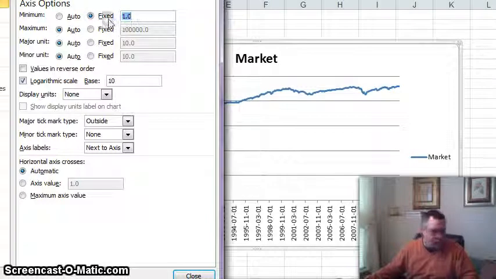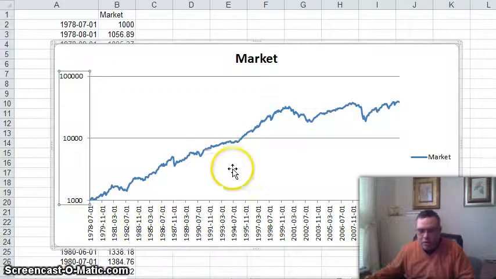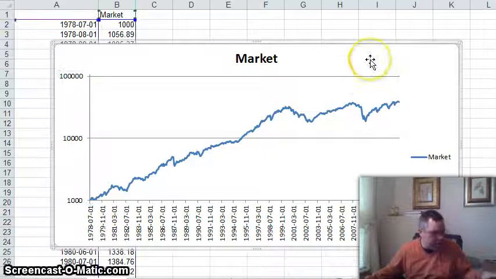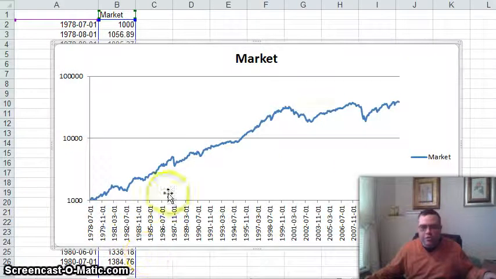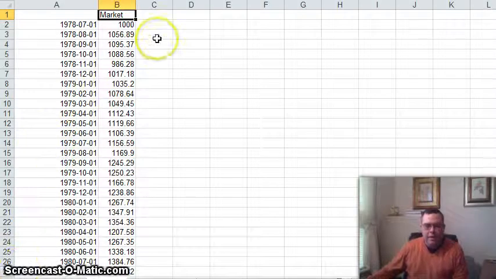Learning how to use Excel is a fantastic resource. It's a good idea to play around with Excel. But this shows you what the stock market did over the last 40 years. Now I'm going to go ahead and delete that. That's just to show you a line chart so you have an idea what we're looking at. Now I'm going to show you how to find the average and the standard deviation of the returns of that stock chart.